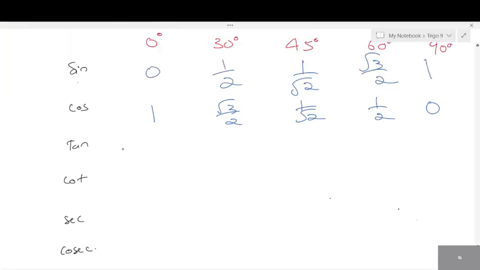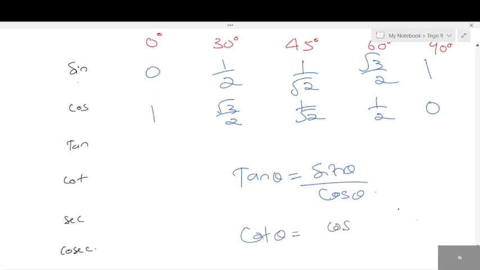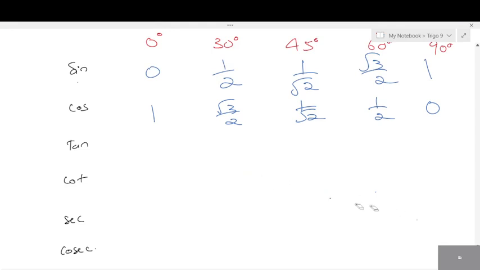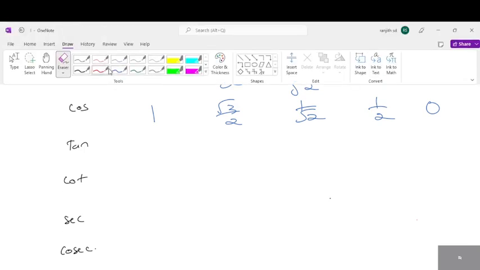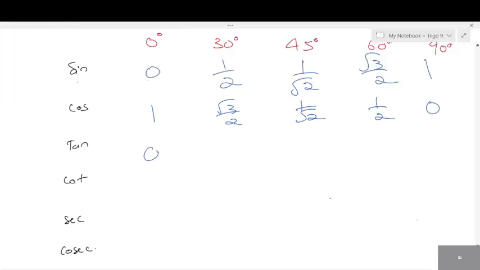Tan. Tell me for tan too, what are the two special formulas we have learned? What is tan theta? Tan theta is equal to sin theta by cos theta. Next, what is cot theta? Cot theta is equal to cos theta by sin theta. Fine. Okay, use this concept. Use tan theta as sin divided by cos. What are the values for tan, students? Divide sin and cos. 0 by 1 is 0. Even this I told you to memorize. 0, 1 by root 3, 1, root 3, undefined.